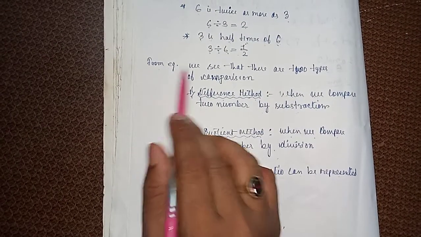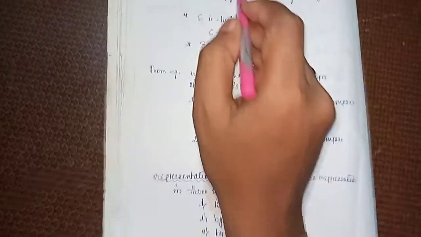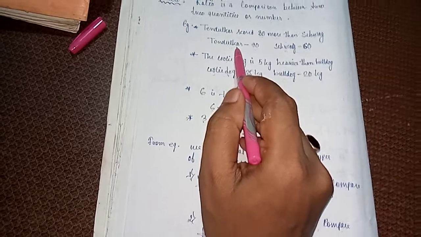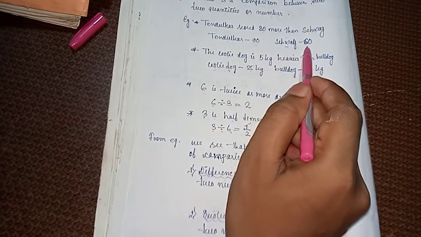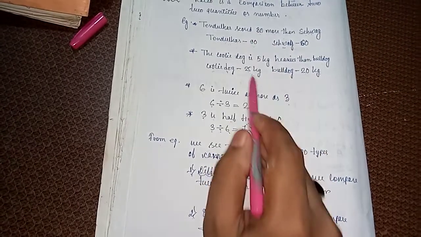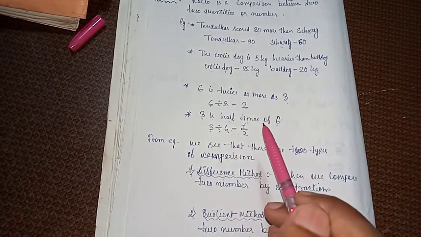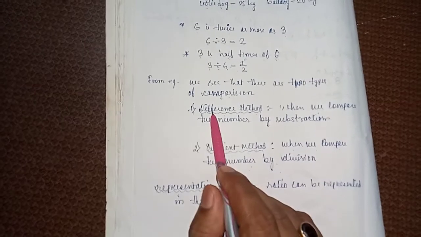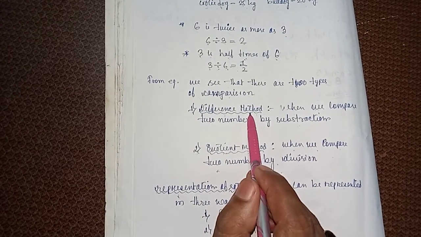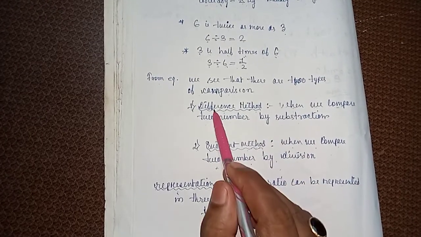So from the examples you can say that there are two types of comparison. One is the difference method. Here, the difference between Tendulkar's score and Sehwag's score is 30. Similarly, the difference between the Coolie dog and the bulldog is 5 kg. So this method we call the difference method. When we compare two numbers by subtraction, we call it the difference method.